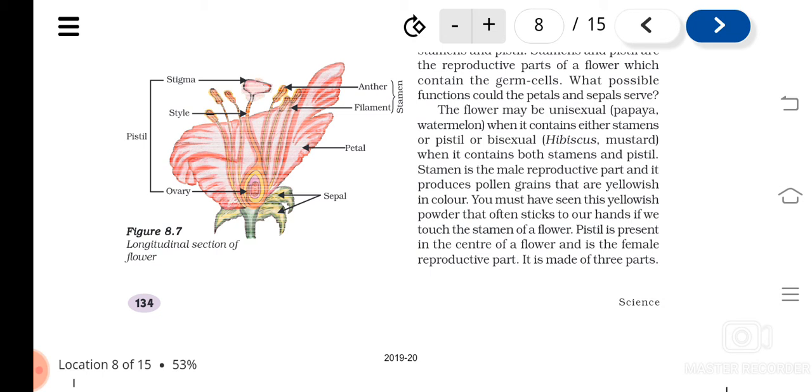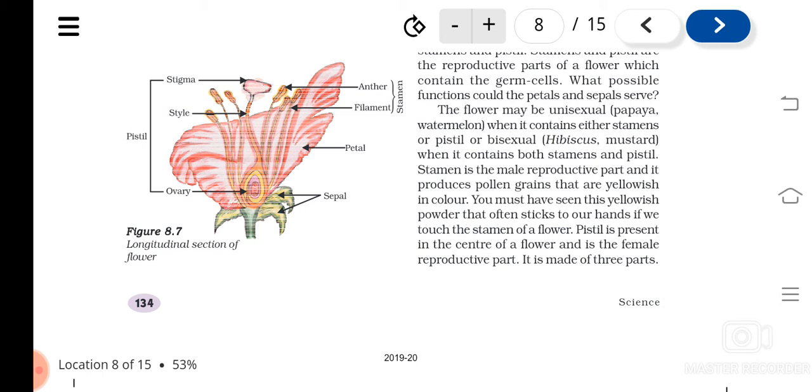Okay, and the parts of carpels are what? Carpel consists of ovary, style, and stigma. Ovary contains what? Ovules, isn't it? And I told you these ovules have the female gamete. So this much is clear to everyone. So let's see what happens after pollination.